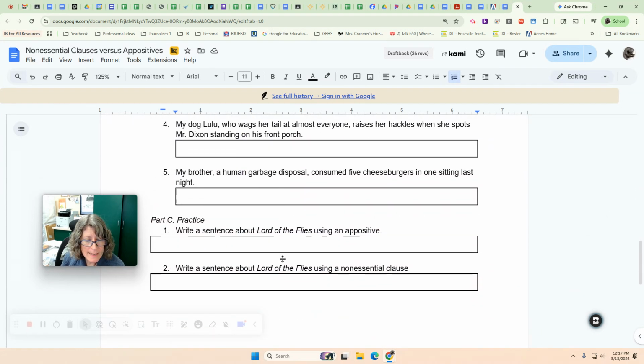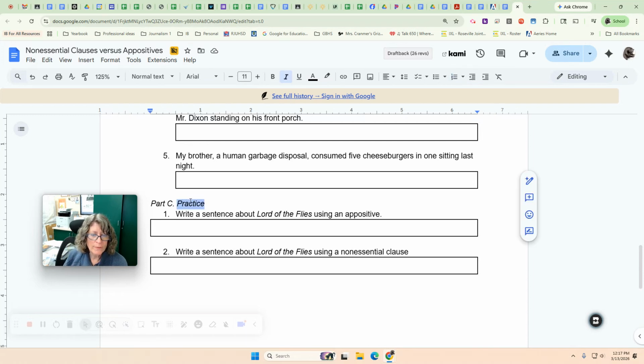Then when you get to part C, it's asking you to write your own. So you're going to have to write your own sentence about Lord of the Flies using an appositive, and then write your own sentence about Lord of the Flies using a non-essential clause. Okay, so that's the practice part.